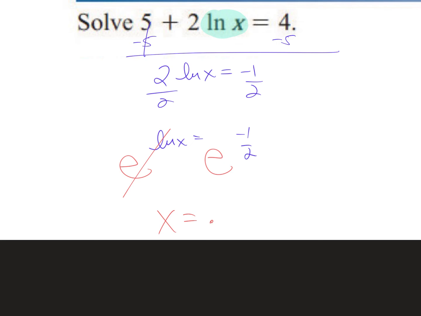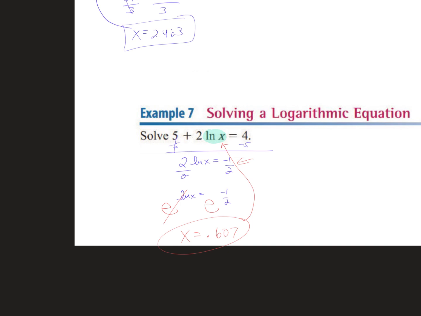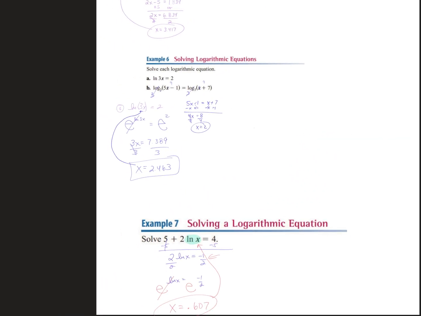What was it? I'm sorry? 0.607. Okay. Now think about it. You cannot take the log or the natural log of a negative number. If I put this right here, is 0.607 a negative number? No, then you're good. If it was negative 0.607, it would be no solution. You cannot say right here it's no solution just because the natural log equals a negative number. You can't take the natural log or log of a negative number. Big difference there. Any more on this page?